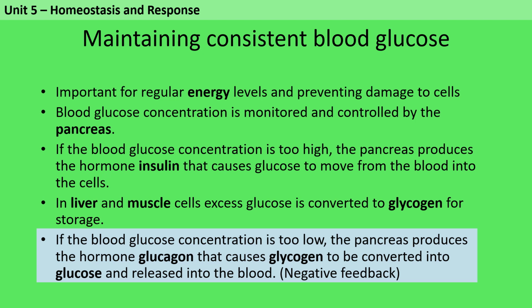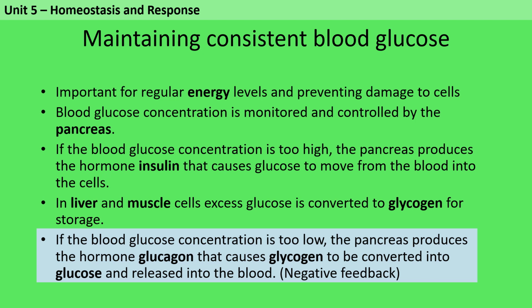When the blood glucose level rises too high, the pancreas makes insulin, and this causes the permeability of your cells to increase so that sugar moves into the cells, particularly in the liver and the muscles. And here that excess glucose is converted into a large storage polymer called glycogen.